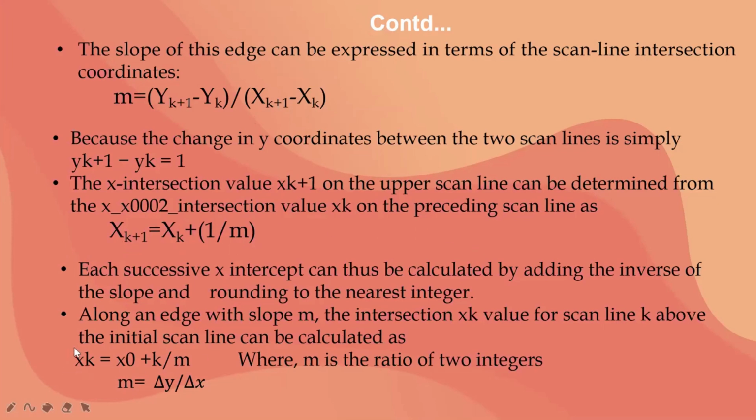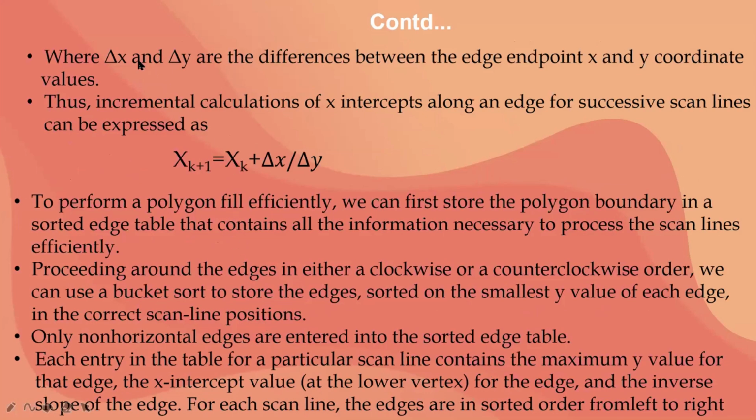Now if I consider my xk, what will be my previous value? Let's consider x0 plus k by m, where the m value will be del y by del x. This is nothing but y2 minus y1, and this is nothing but x2 minus x1. Here m will be the ratio between two integers. This is just a consideration. Now this del x and del y will be the difference of your edge endpoints of x and y coordinate values, which I have already told you.